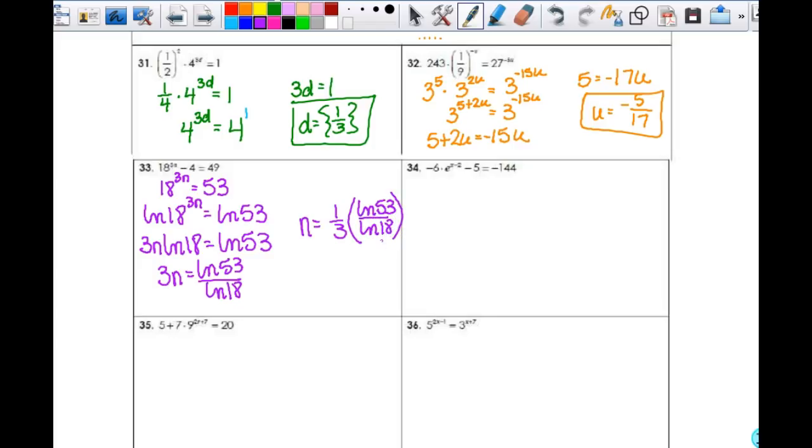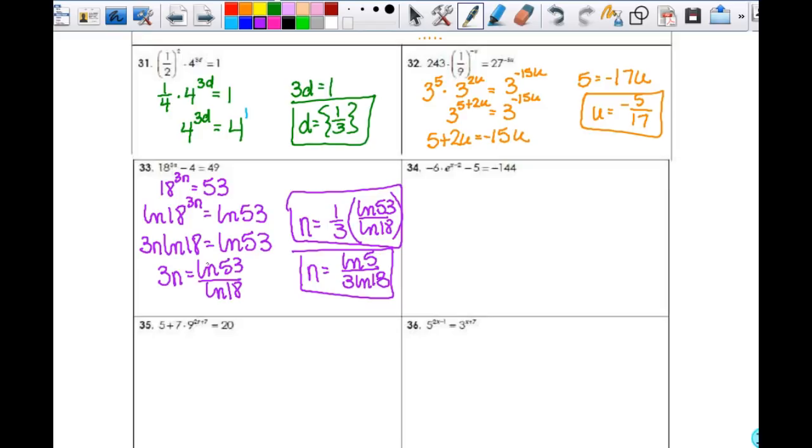Now, you can leave it like this. That's fine, totally acceptable, but it's also the same thing if you do this: the natural log of 53 over 3 times the natural log of 18. Those are the same thing either way, so whatever works for you is fine. Because right here I could have divided, since n is what I want by itself, by 3 and the natural log of 18 at the same time. So either one of those is fine.